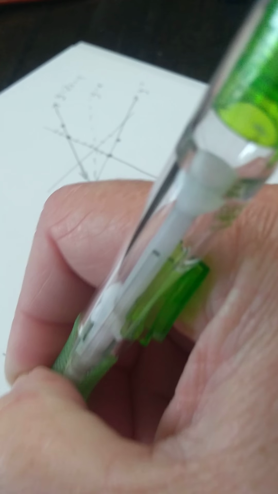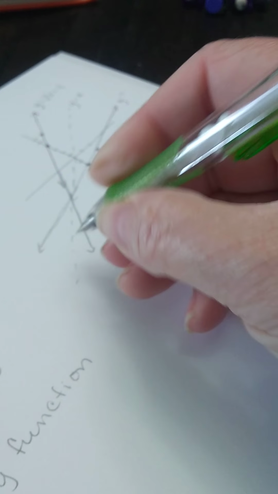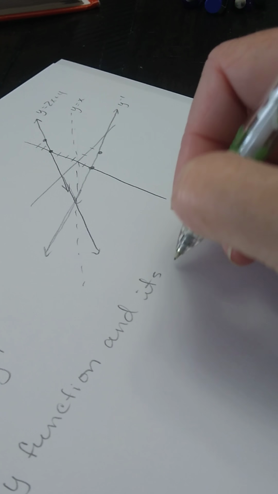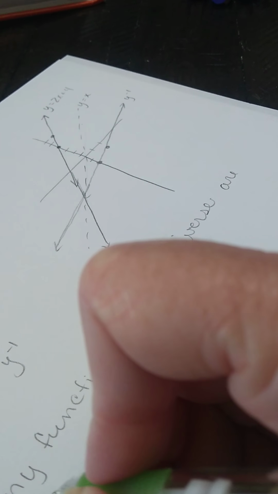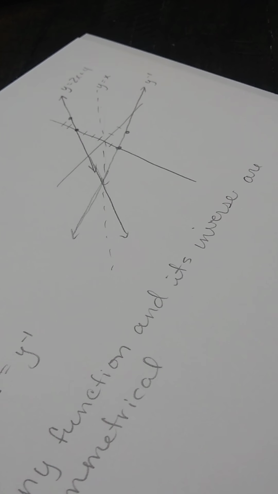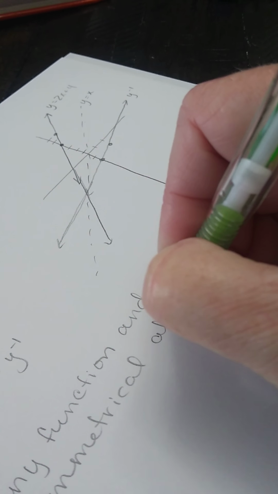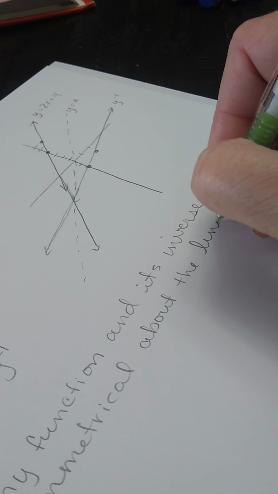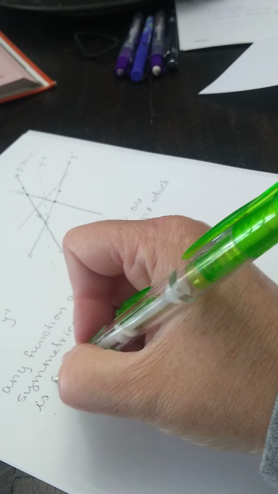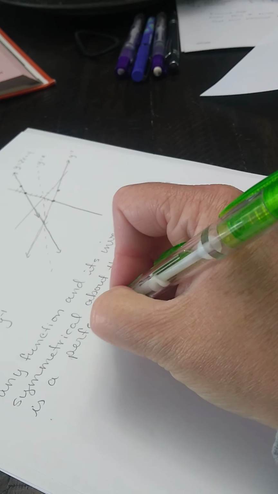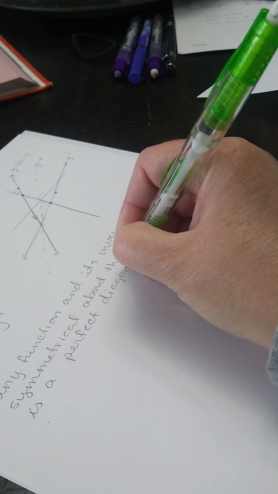So I'm going to make that a note. Any function and its inverse are symmetrical. Now remember, that means if you folded it on that line, they would match up. Okay, are symmetrical about the line y equals x, which is a perfect diagonal line.